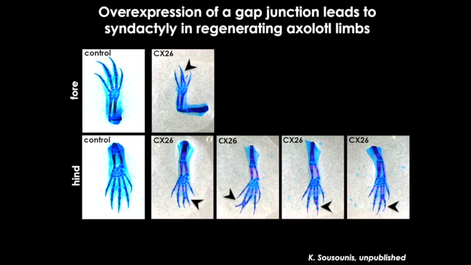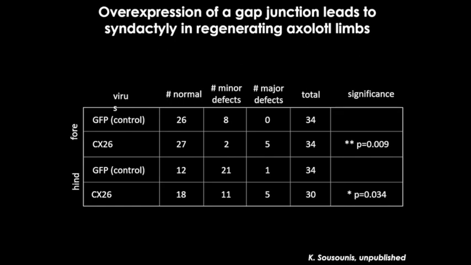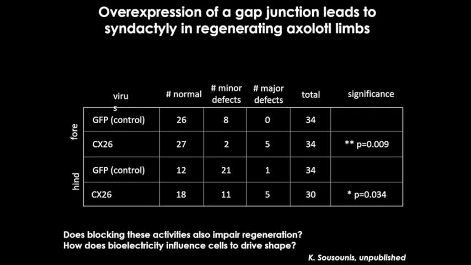And he had an even more specific phenotype when he overexpressed this particular gap junction. And the phenotype was very discrete, and it's always syndactyly, so that's the fusion of the digits. And you can see here that in both the forelimb and the hind limb, when this connexin 26 gap junction is overexpressed, there's a high amount of syndactyly shown here. But the limbs largely regenerated just fine. But they had a patterning defect, which we think is super interesting. And the data shown here was quite significant. And so what we want to do is ask this question, does blocking these activities also impair regeneration, and how does bioelectricity influence cells to drive shape?